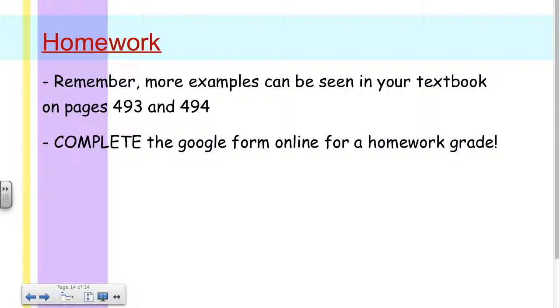That's all the properties that you're going to see in 8.5. Remember, the examples can be seen in your textbook, pages 493 to 494. They use some approximation instead of actual values like we did today.